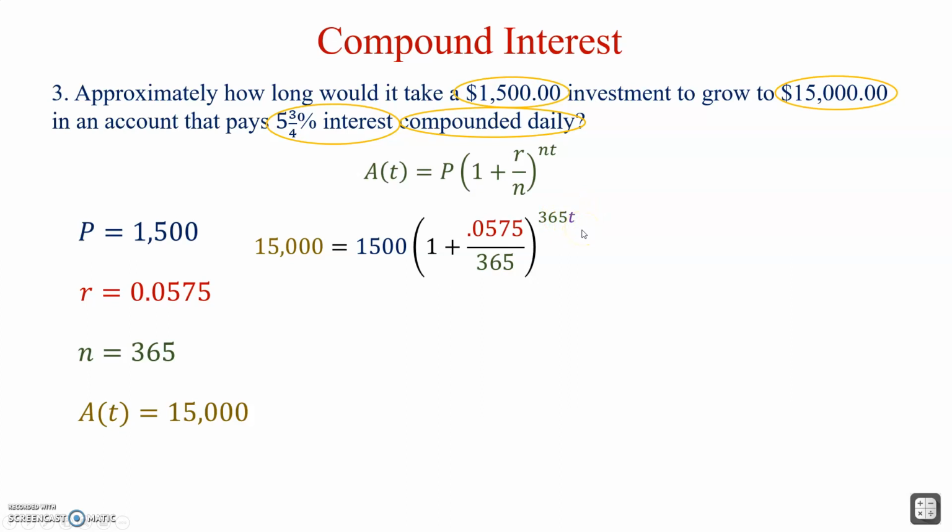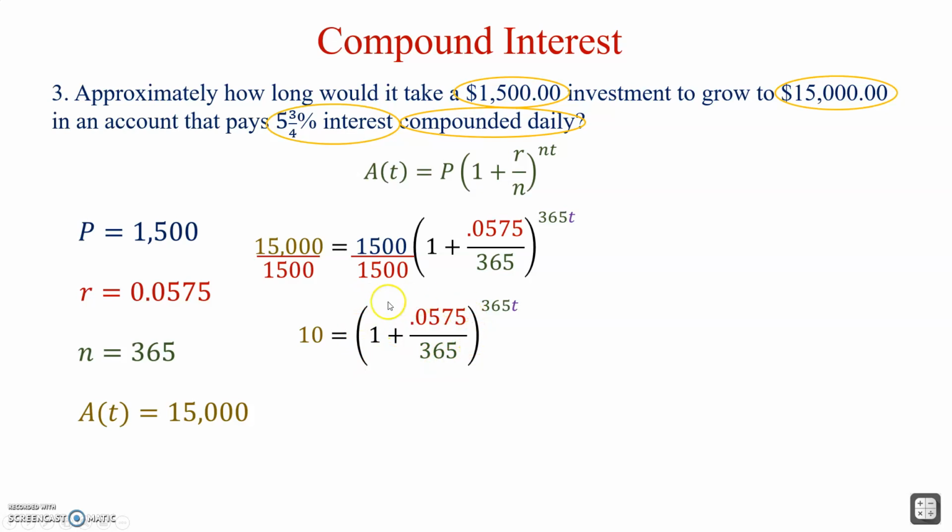So SADMAP tells us to start getting rid of what's furthest from the unknown, which is that 1500. So 1500 is being multiplied, so we'll divide 1500 on both sides. Left side, we get 10 is equal to what's left over. Again, to get the t by itself, we need to start dealing with what's furthest.